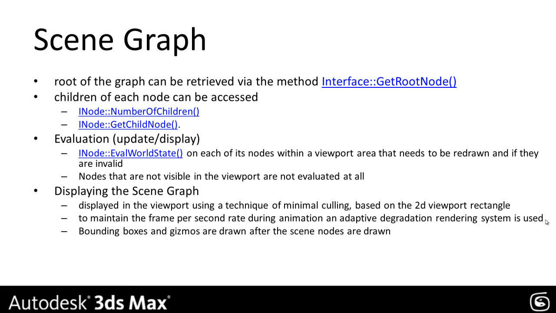So when displaying the scene graph, the system is basically going to use a technique of minimal culling. This is based on the 2D viewport rectangle. And this is mainly to maintain the frames per second rate during animation. So to do this, an adaptive degradation rendering system is used. And then finally, the bounding boxes and gizmos and other things that are drawn that are not part of the scene directly are drawn after the nodes.